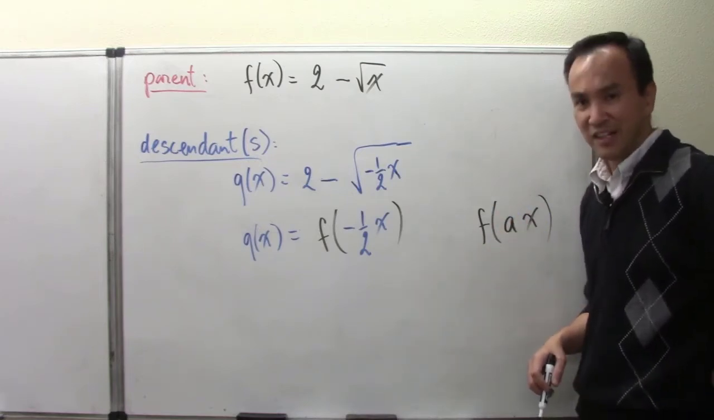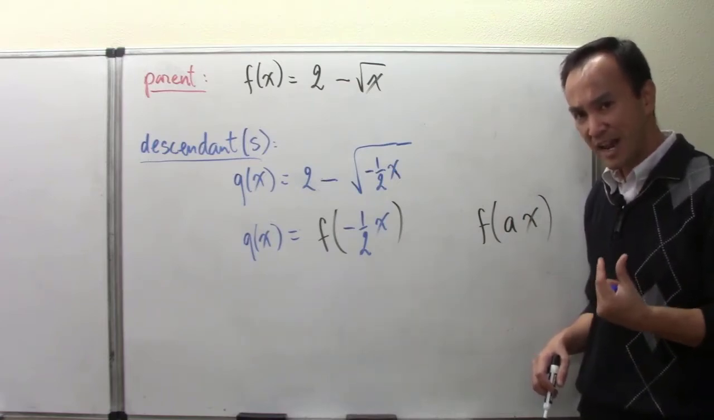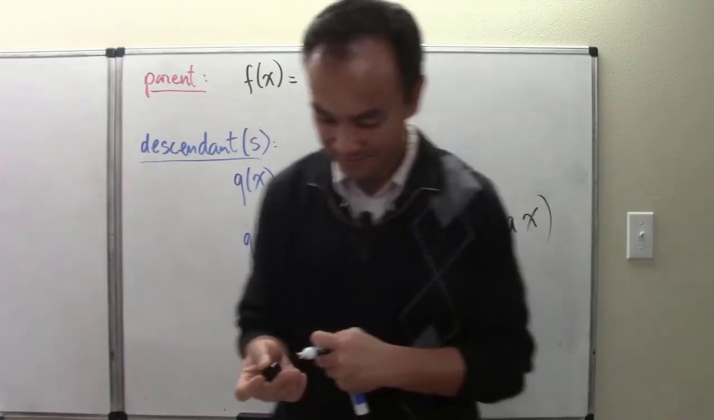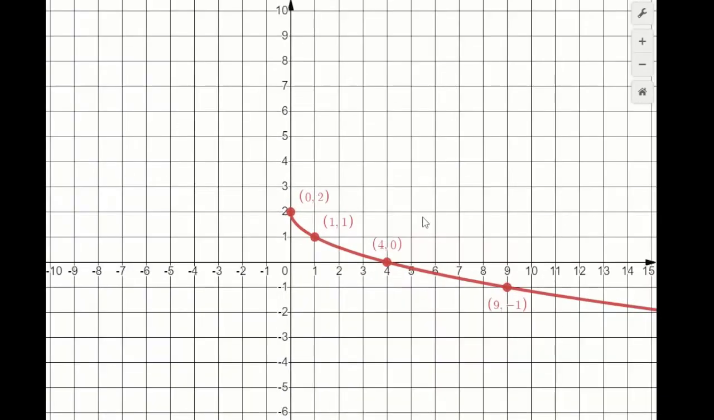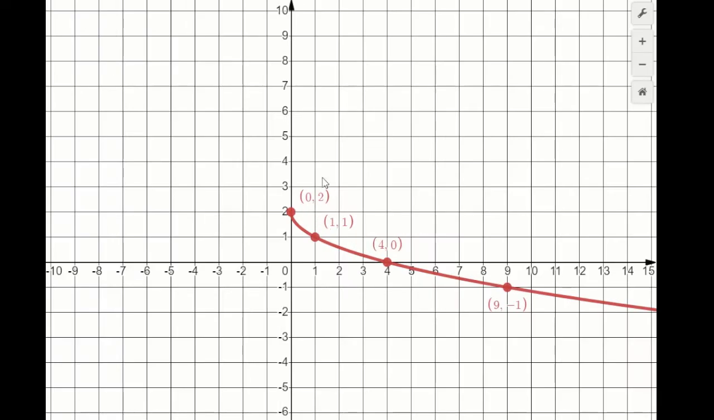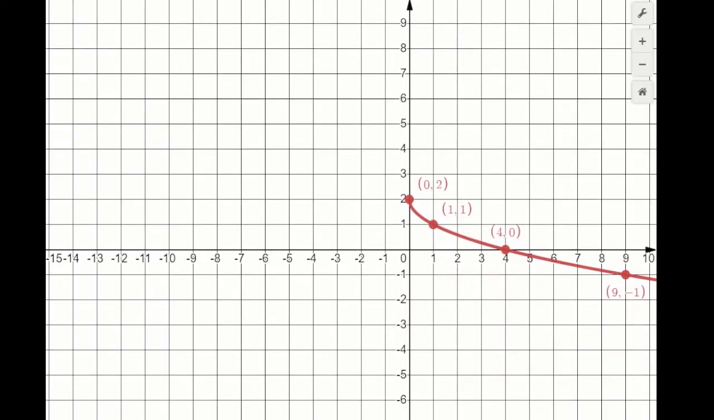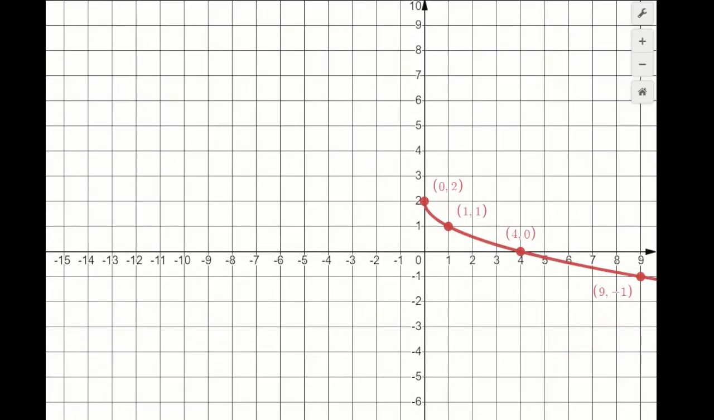Okay. And so now I'm going to swing over to the graph again, and let's find out what happened to the graph. All right. So now here's my graph of the original parent function, and then allow me to again zoom it out. And then move the viewing window a little bit. Now let's look at the graph of the descendant function. All right. And so now keep focusing on that starting point right here. Then I can see that the graph this time points the opposite way.